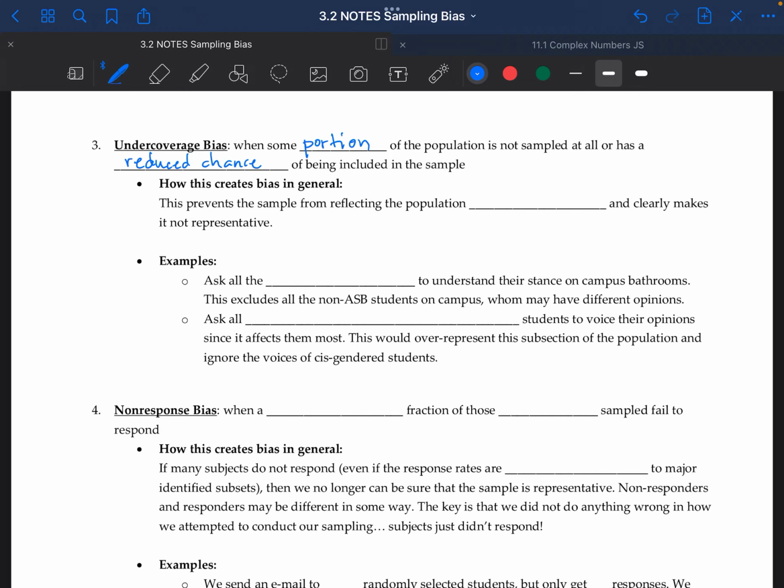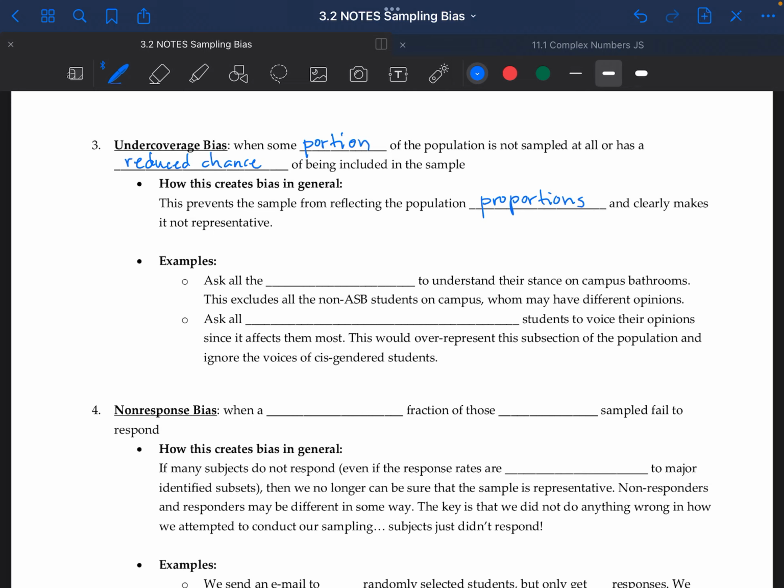So why would this create bias? Well, obviously this prevents the sample from reflecting the population proportions, and clearly makes it not representative. If our goal is to create a sample that perfectly represents the population, knowing that that's pretty unachievable, we really hurt ourselves if we take a sample where a subset of our population is way overrepresented or way underrepresented. That would be a problem here.